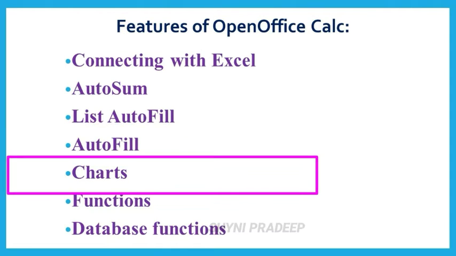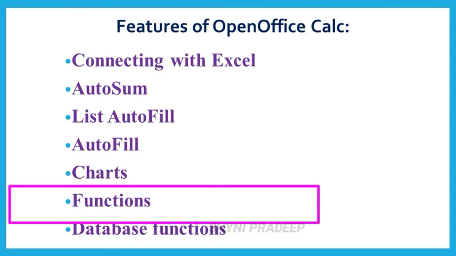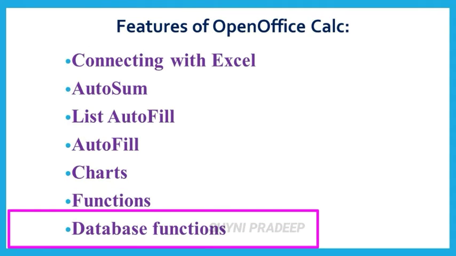Next, charts. They help you present a graphical representation of your data in the form of pie charts, bar charts, line charts and more. Next, functions. They can be used to create formulas to perform complex calculations on data. And the last one is database functions. They are used to arrange, store and filter data.